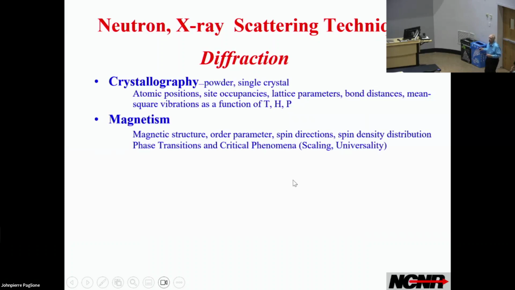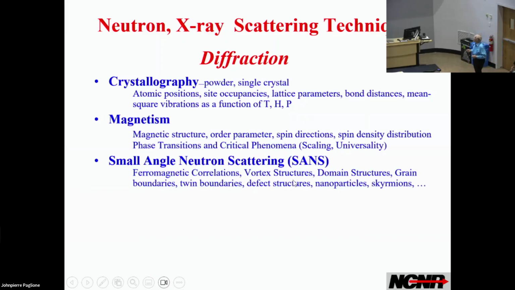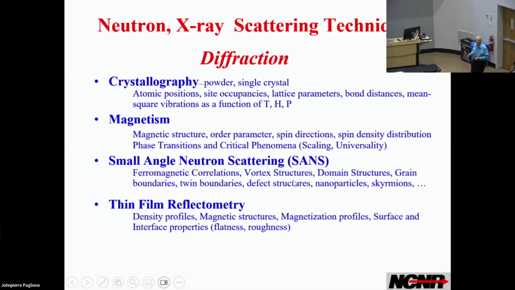You get magnetic structures, order parameters as a function of temperature, for example, spin directions, phase transitions, critical phenomena. For small angle scattering, we say everything is inverted in reciprocal space, so things that are big in real space scatter at small angles. The kinds of things we'd be interested in are ferromagnetic correlations, vortex structures, domains, defects, nanoparticles, skyrmions. Those are the things you're going to use small angle scattering for. And then thin film reflectometry to look at thin films and multi-layers.